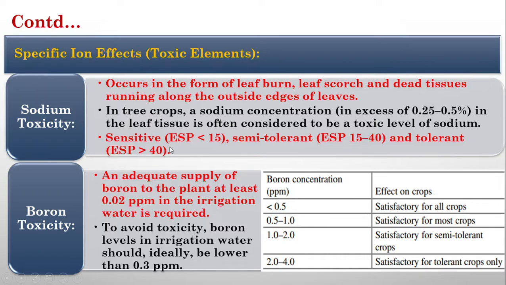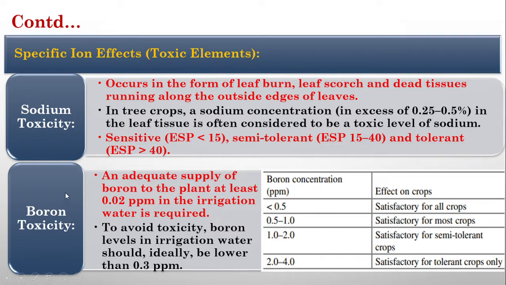So when the exchangeable sodium percentage is less than 15 percent, we can say that it is sensitive to plants. When the exchangeable sodium percentage is 15 to 40, we can say that it is semi-tolerant. Some plants can tolerate it, and ESP greater than 40 is suitable for tolerant plants. So ESP should always be less than 15 for sensitive plants. And in tree crops, a sodium concentration in excess of 0.25 to 0.5 percent in the leaf tissue is often considered to be a toxic level of sodium.